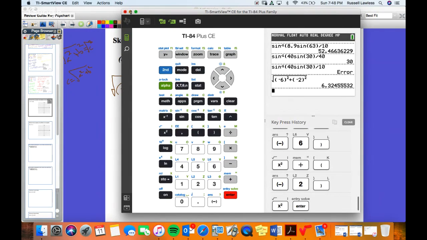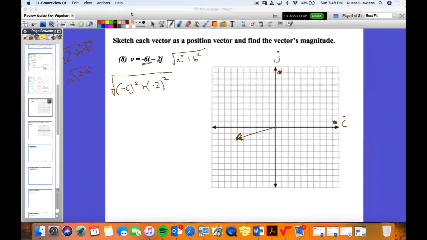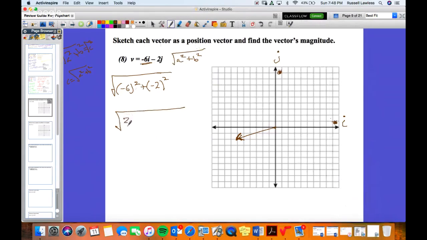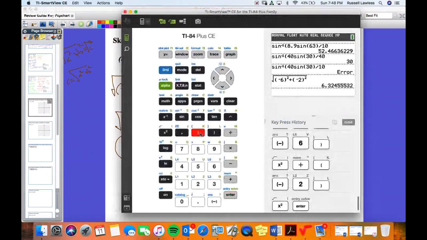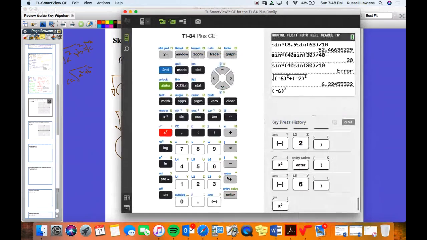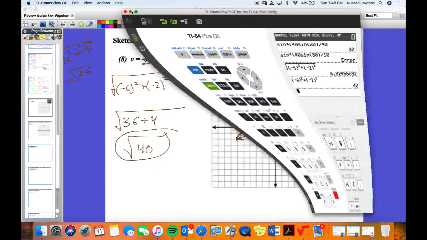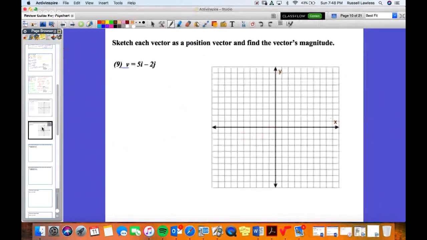But because I want it to be exact, let's take -6 squared, which will be 36. -2 squared should be 4. That will be the square root of 40. And again, you could check this by doing the problem without the square root, meaning you could have done -6 squared plus -2 squared to find out that you get 40. It's just two different ways of doing it. All right, let's go to the next one.